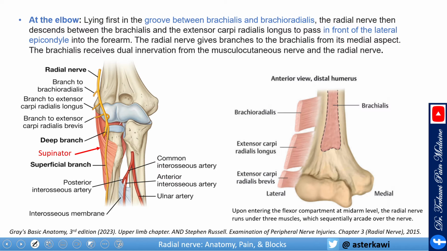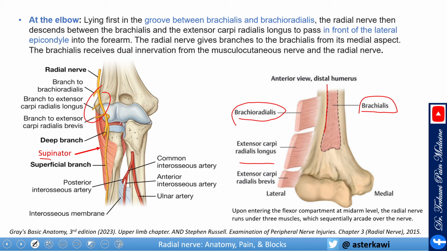At the elbow level, the nerve lies first in the groove between the brachialis and the brachioradialis. So here you see the brachialis and the brachioradialis. The radial nerve then descends between the brachialis and the extensor carpi radialis longus to pass in front of the lateral epicondyle, as you see here. The radial nerve gives branches to brachialis from its medial aspect at this level.